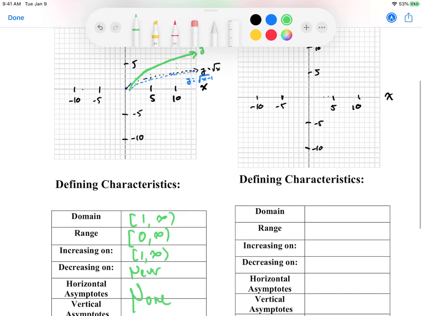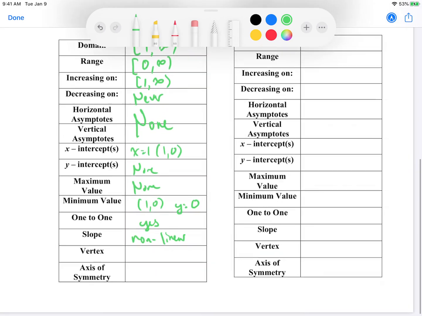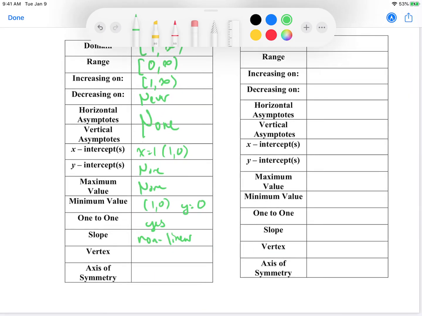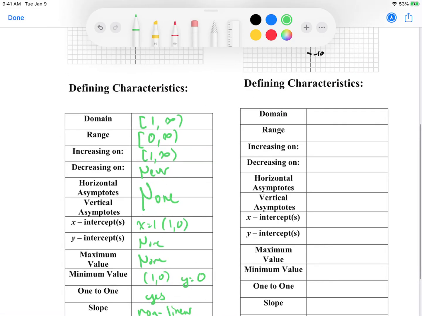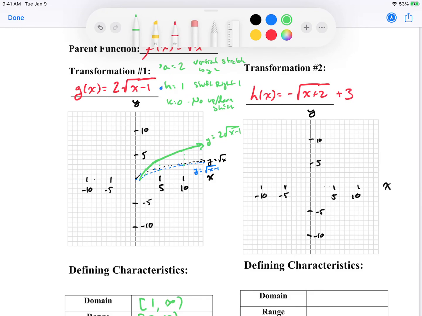Minimum value is going to be wherever my vertex essentially is in this case. So it's at 1, 0, or y is equal to 0. Slope, non-linear. My vertex is the same place my x-intercept was, the same place my minimum value was, which was 1, 0, and there's no axis of symmetry. Okay. And so that's kind of how we can use it as far as that's concerned.